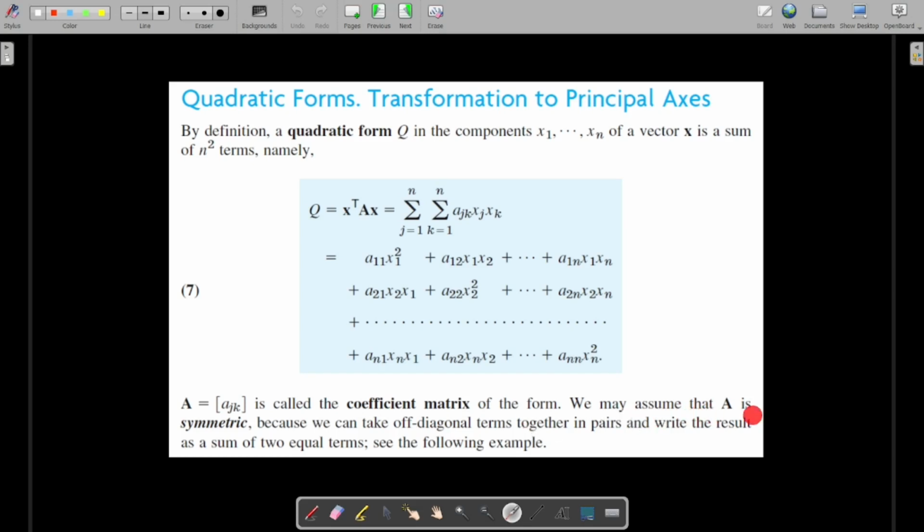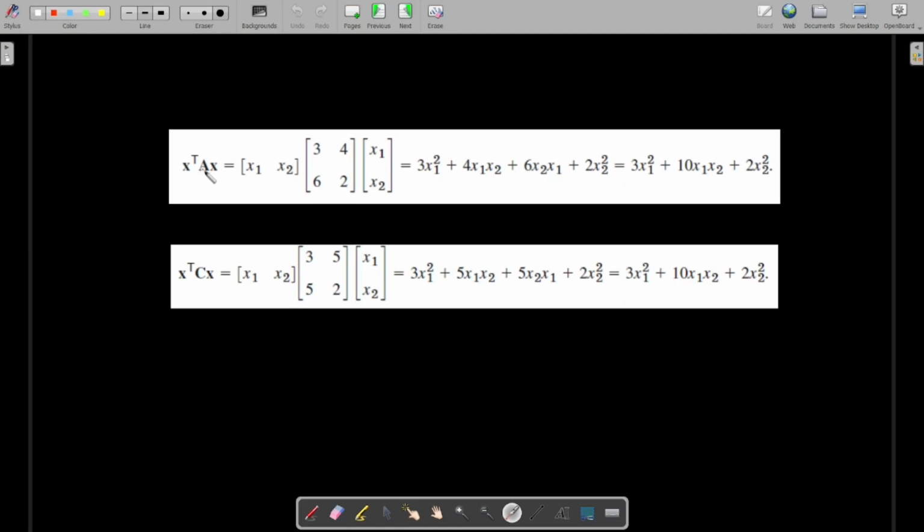And we may assume that this matrix A is symmetric. Why? For example, consider this quadratic form x transpose Ax. Here we are considering a 2 by 2 matrix A. So x becomes (x1, x2), and you have x transpose Ax equals the row vector (x1, x2) into the matrix A into the column vector (x1, x2).